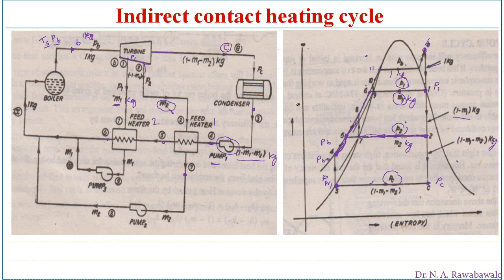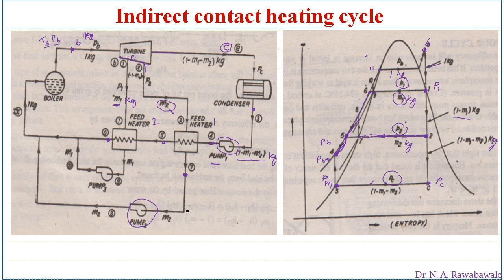So after that, this water or condensate which comes out of feed heater 2 is directly supplied into the boiler. Now we can see here this m2 kg is condensed. Again m2 kg gives its heat to the condensate and therefore this m2 kg of steam gets condensed and comes out at point 7. So when it comes out at point 7, pump 2 is pumping it into the boiler. Pump 2 pumps this condensate into the boiler.